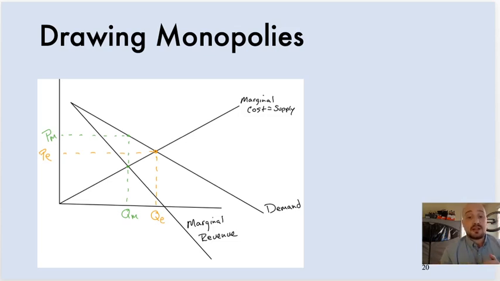We'll talk about in our next lesson why the marginal revenue eventually becomes negative. We'll also talk about why the demand and marginal revenue actually start at the same point. But for now, I just want you to practice drawing monopolies.